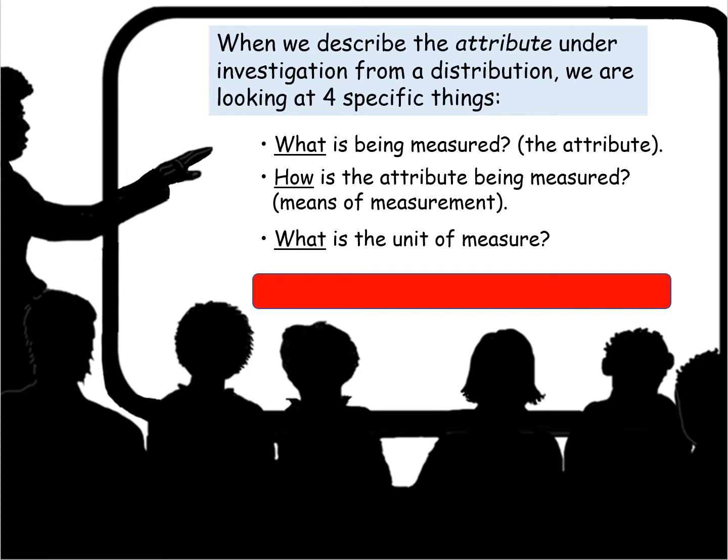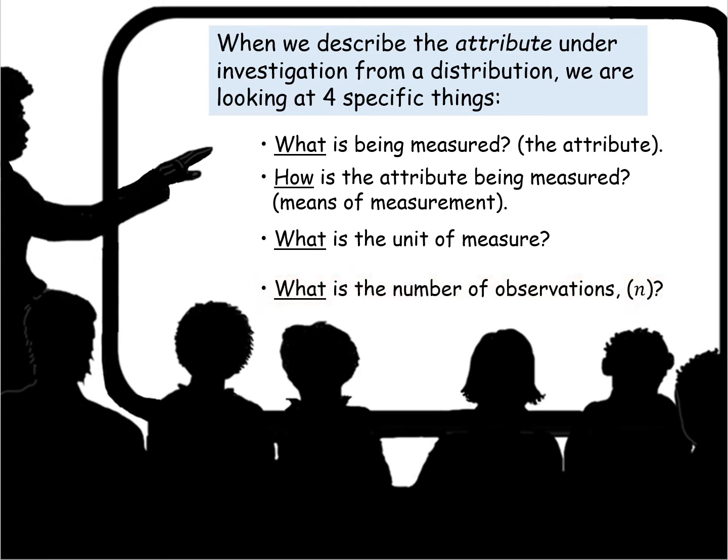The what is being measured? That is the attribute. How is it being measured? What is the means of measurement? And what is the unit of measure? And what is the number of observations?